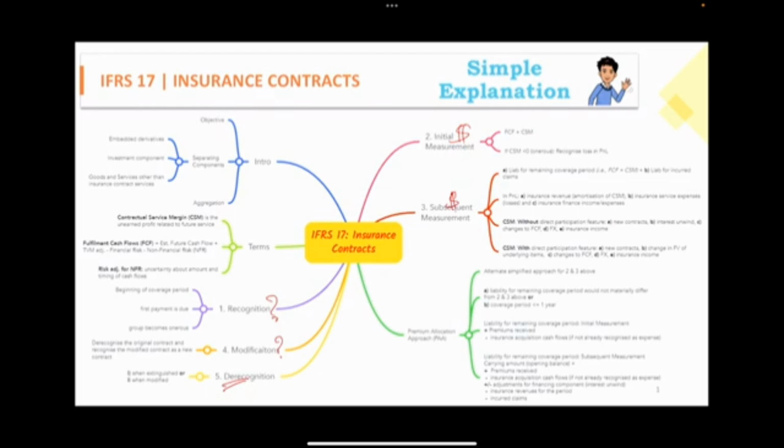The standard goes with the default approach or a default way of treating insurance contracts, and then it also permits entities to follow a more simplified approach called the premium allocation approach when certain conditions are met.